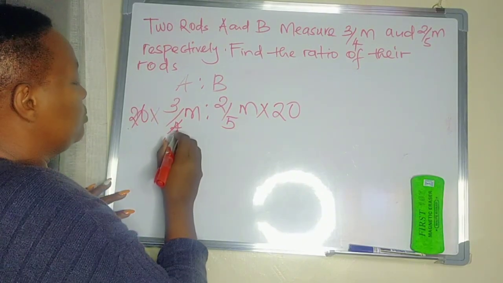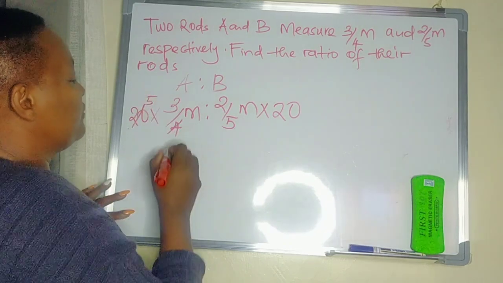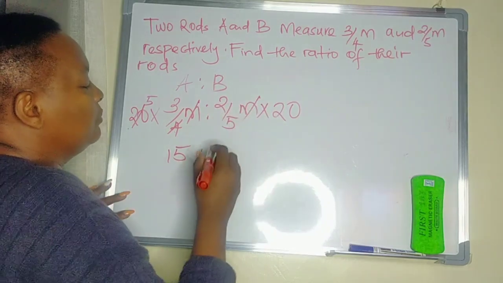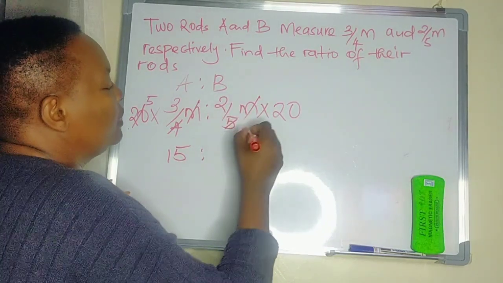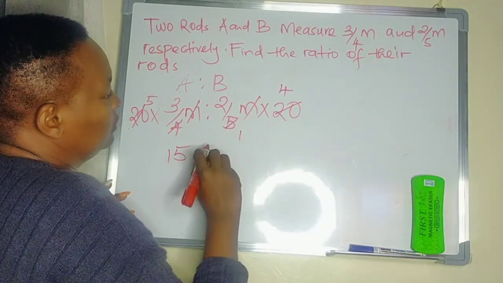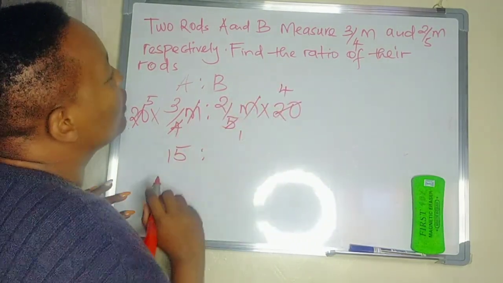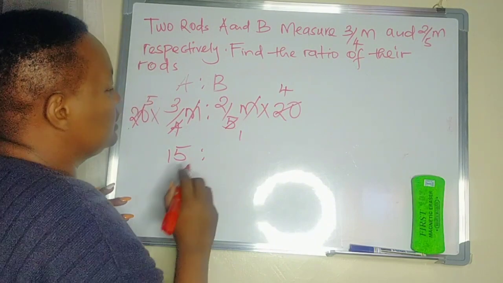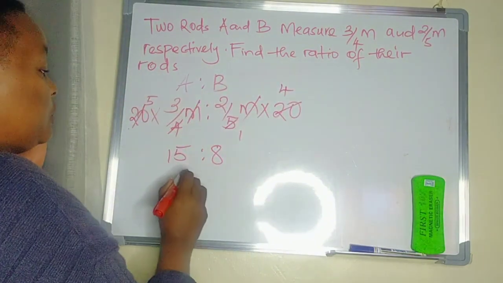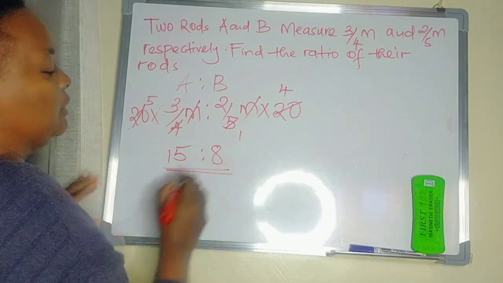So this is going to be 15, and because the units are the same, we don't need them now. By 5, 1; by 5, 4; 2 times 4 is 8. So the ratio of their rods will be 15:8.